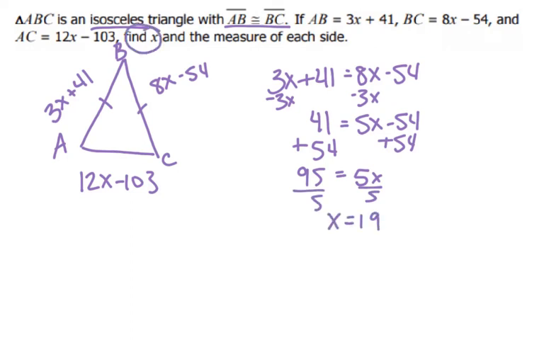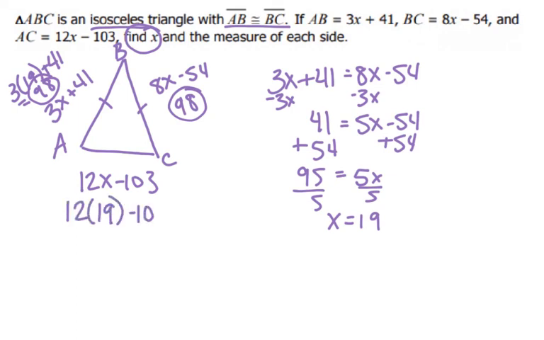So that's just this part. I haven't found the measure of each side. So now I'm going to plug back in. So 3 times 19 plus 41. I get 98. I know that this side is also 98 because it's isosceles, so both of them are the same. But I don't know this one down here, so I just need to plug in 19 again. And I get 125. So I found that x is equal to 19, and I found all 3 of the sides, so I have completed the problem.